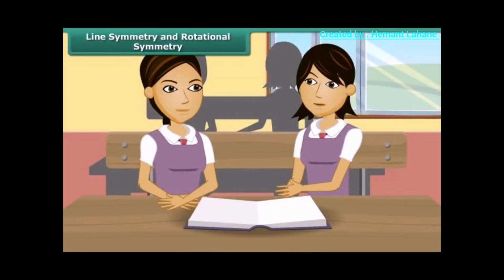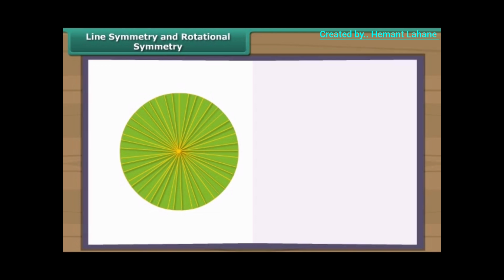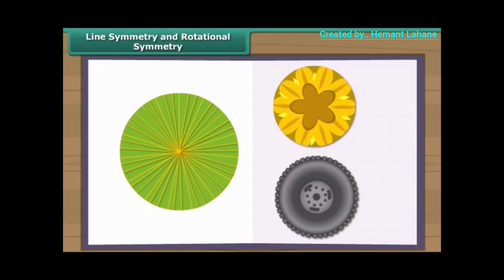Do you know which the most perfect symmetrical figure is? Is it the circle? Yes, the circle is the most perfect symmetrical figure. It can be rotated around its center through any angle, and at the same time, it has an unlimited number of lines of symmetry. Observe these circle patterns. Every line through the center forms a line of symmetry and it has rotational symmetry around the center for every angle.